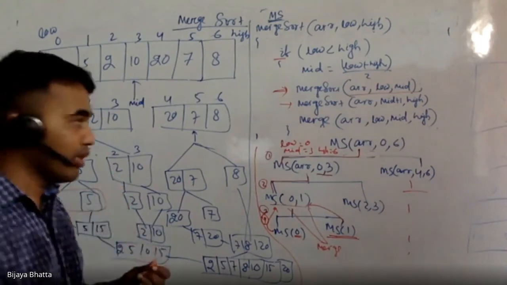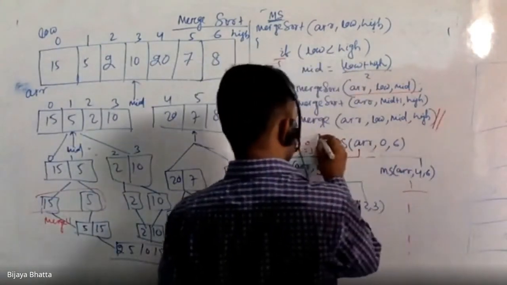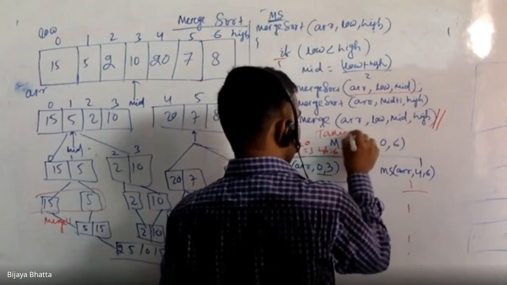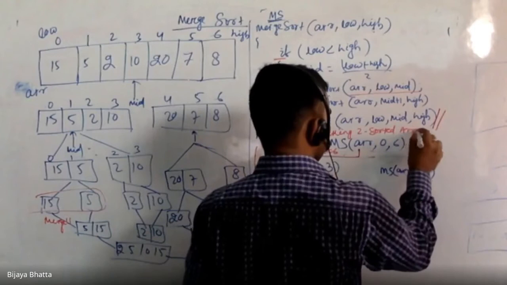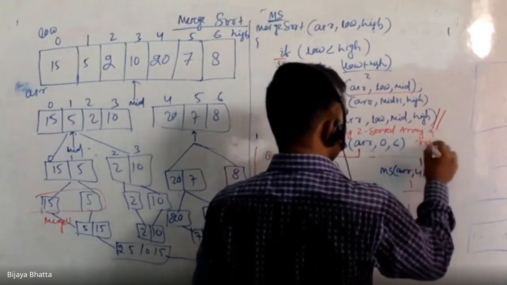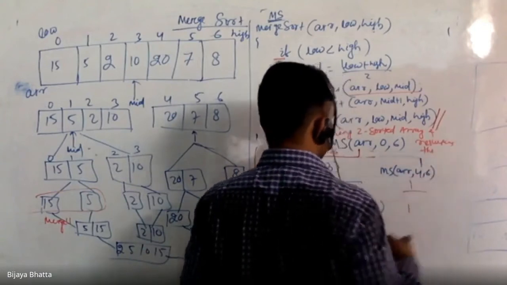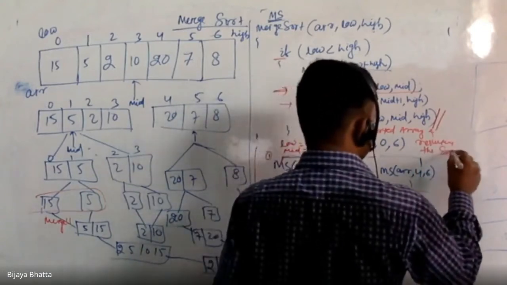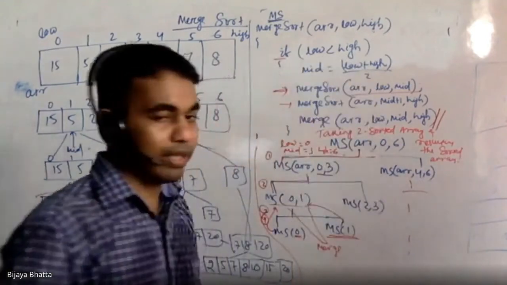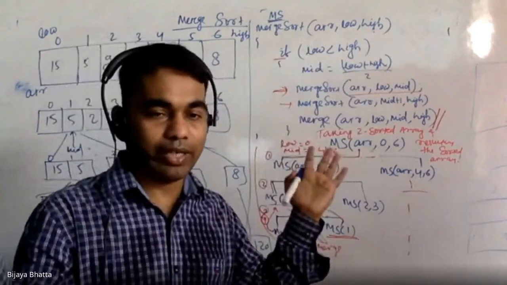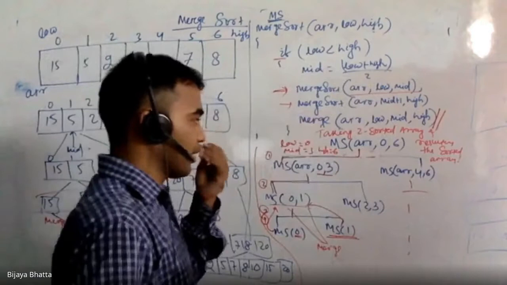So what merge is actually doing is taking two sorted arrays and resulting in this combined sorted array, right? So it is taking two separate sorted arrays, combining them and returning a sorted array. So that's what we will understand, how it is doing it in detail.